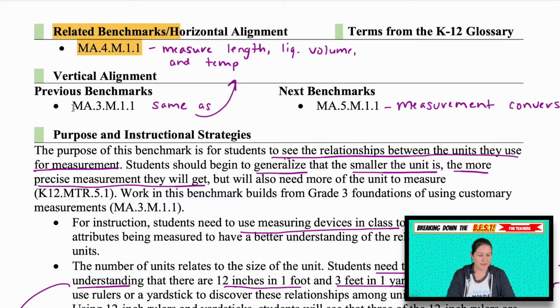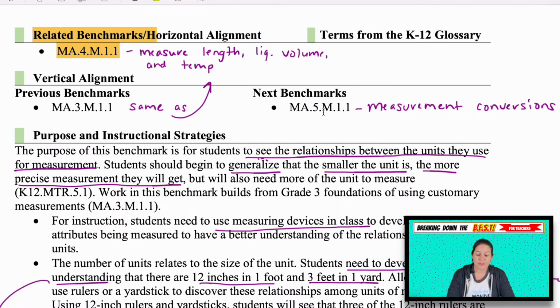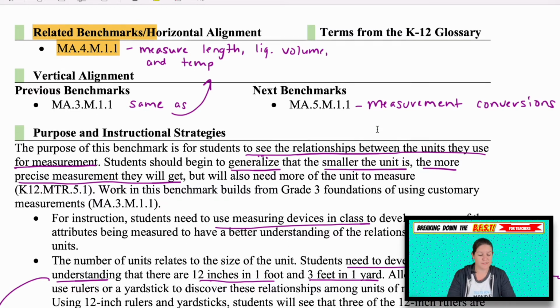And then in 3rd grade, we had one that was very similar to this one, just not as precise with measuring length, liquid, and temperature. In 5th grade, however, we'll be going to measurement conversions and also multi-step problems with measurement conversions.